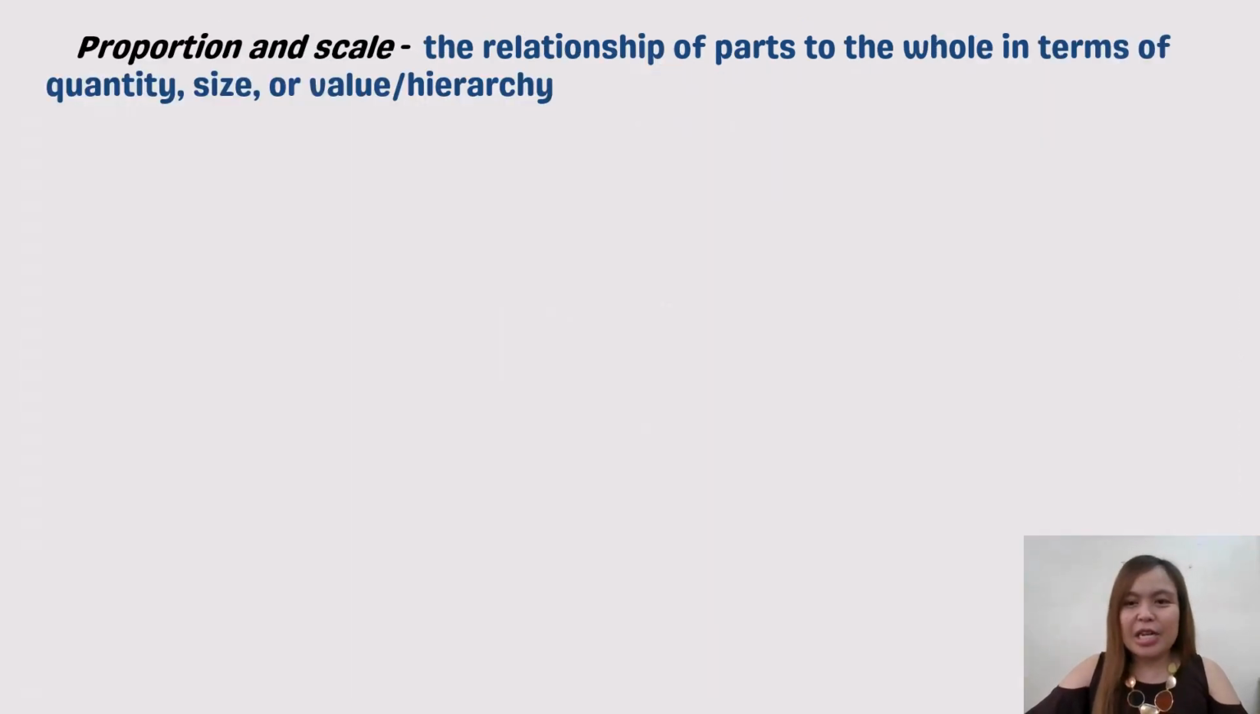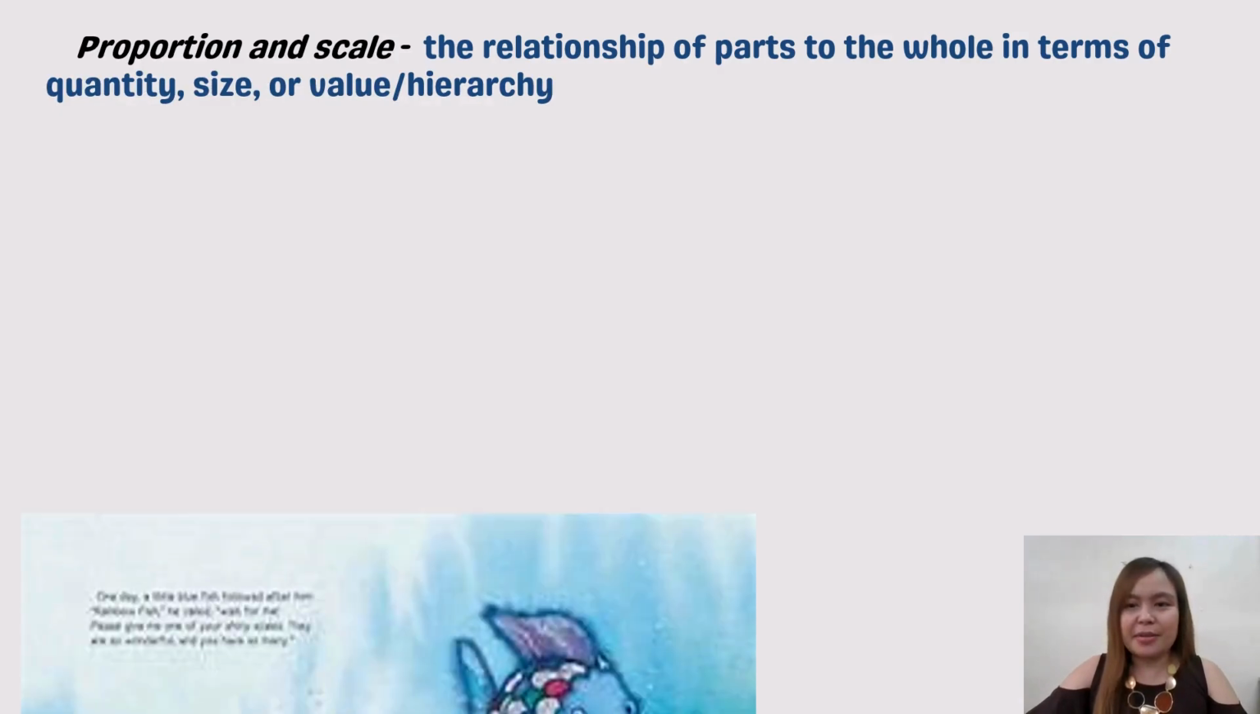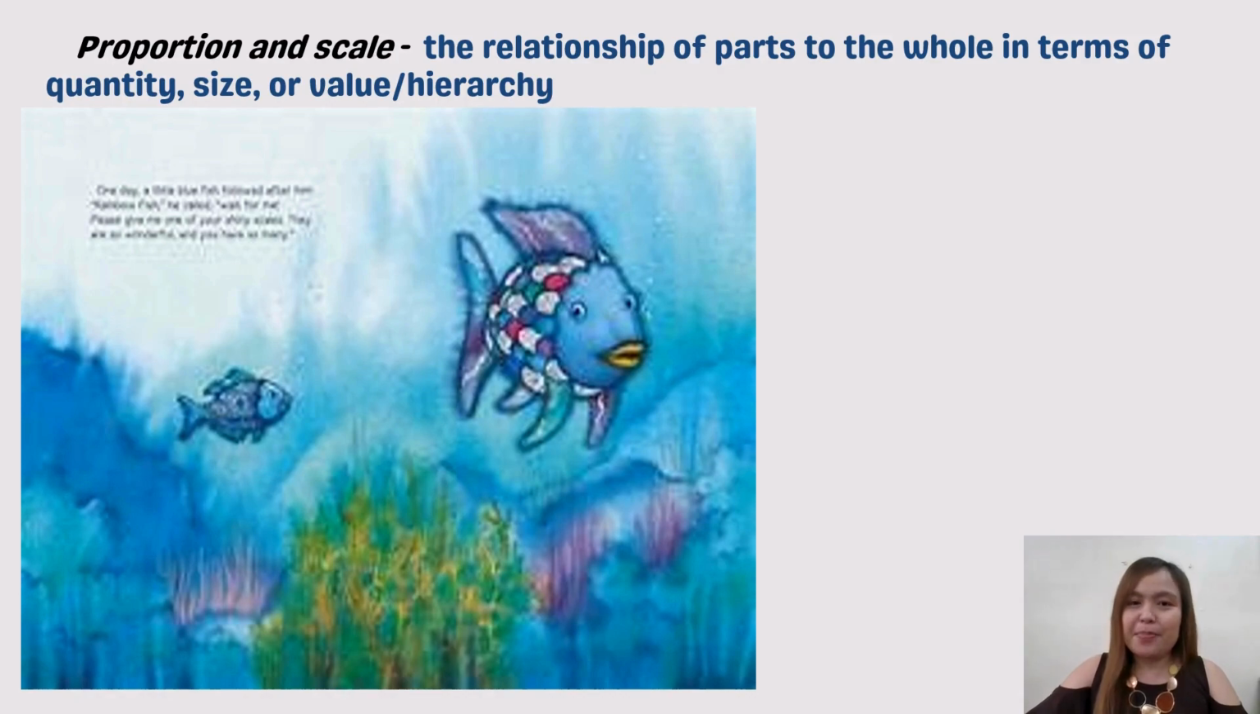Now, moving forward, let's look at proportion and scale. This refers to the relationship of parts to the whole in terms of quantity, size, or value or hierarchy. This is a picture taken from the storybook The Rainbow Fish. Now take a look at how big the rainbow fish is compared to the other fish at the back. And the artist drew this page intentionally so to emphasize the rainbow fish herself.